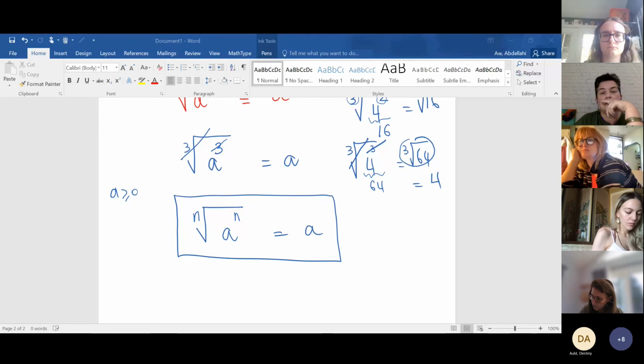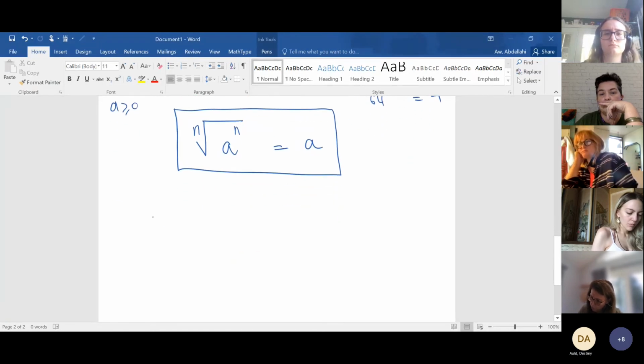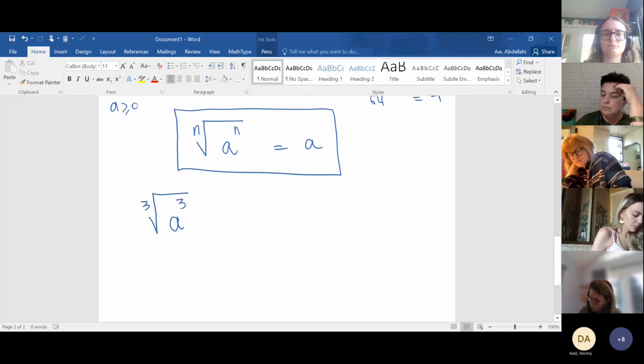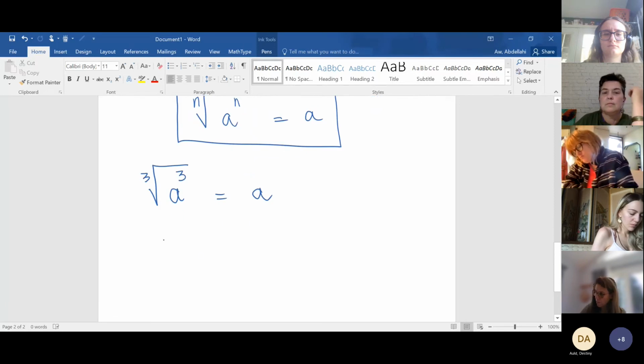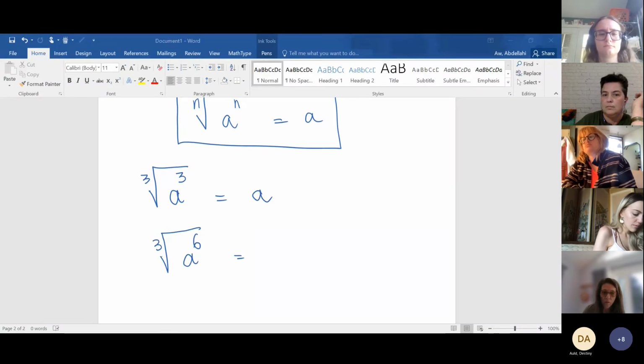All right? So from this remark, we're going to do this. What do you think is the cube root of a cubed? This is a, right? In the same way, what's going to be the cube root of a to the 6, you think? A squared. It's going to be a squared.